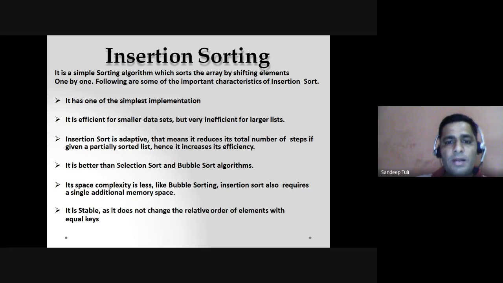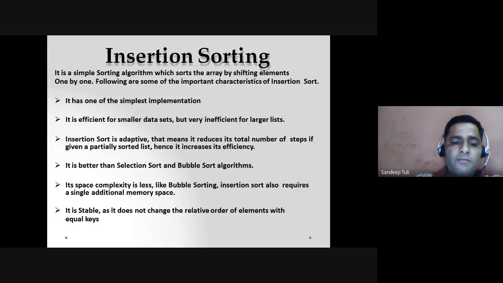So now coming to the insertion sorting algorithm, it is the simple sorting algorithm which sorts the array by shifting the elements one by one, that we have already seen. Following are some of the important characteristics of that. It has one of the simplest implementations when the data is small. Please remember that when the data is small, then it is the simplest one. Otherwise, it is not an efficient algorithm if we are talking about a large data list.